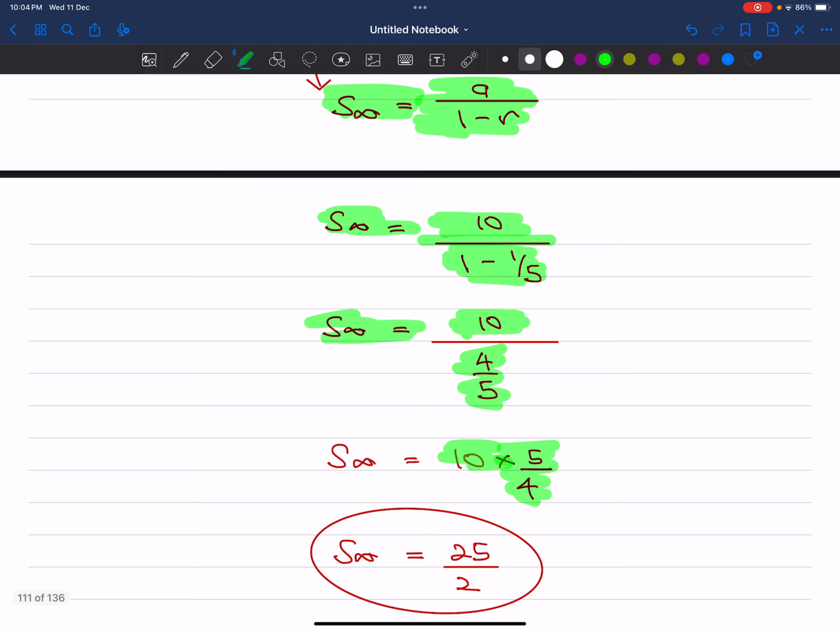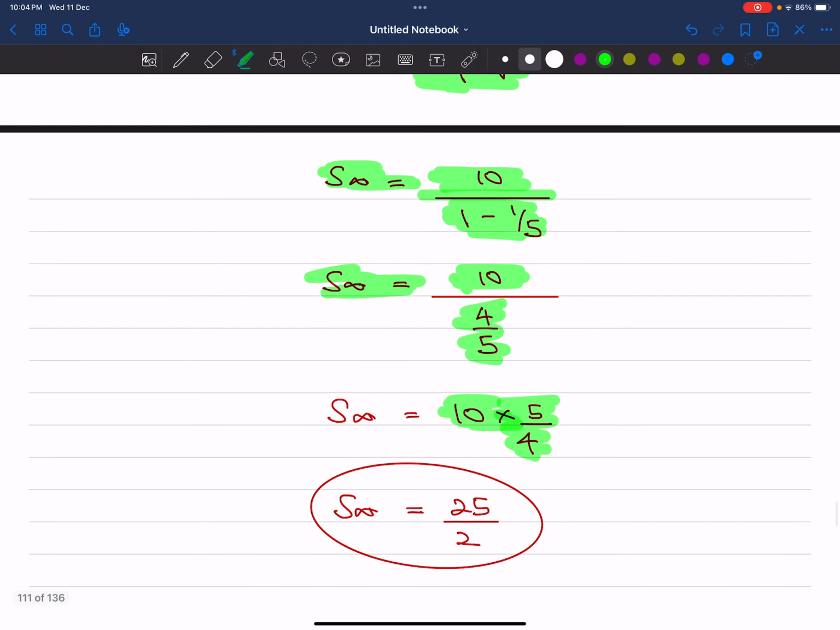Of course, 10 times 5 over 4. Of course, we can simplify this. The 10 and 4, I can divide by 2, which I'm going to get 5 and 2. So 5 times 5 is 25 over 2. So our answer, S infinity, is 25 over 2.